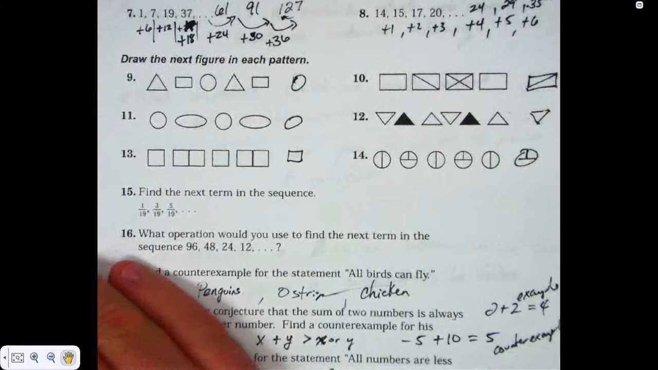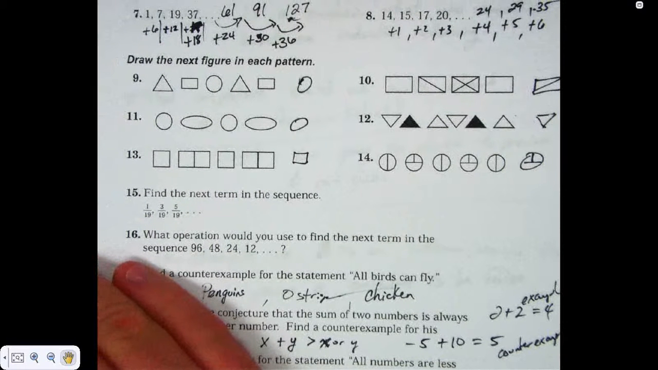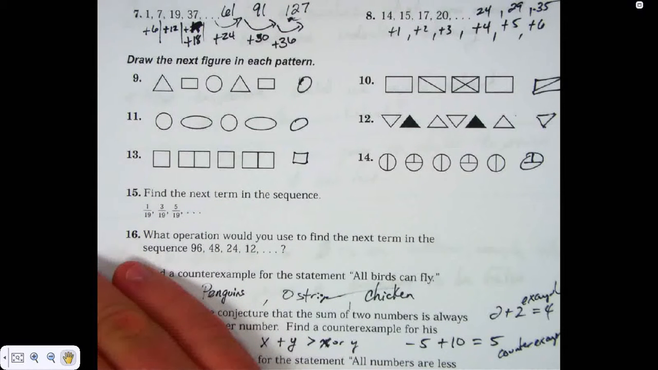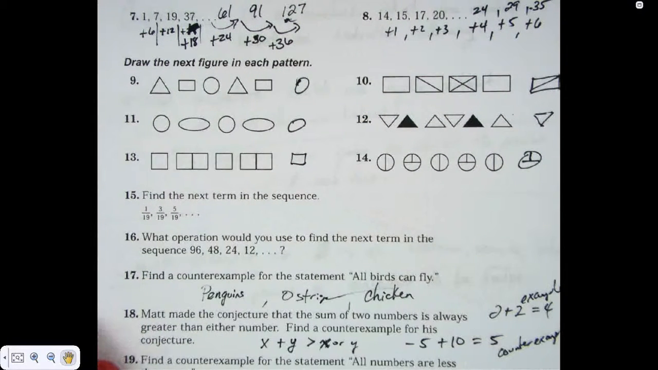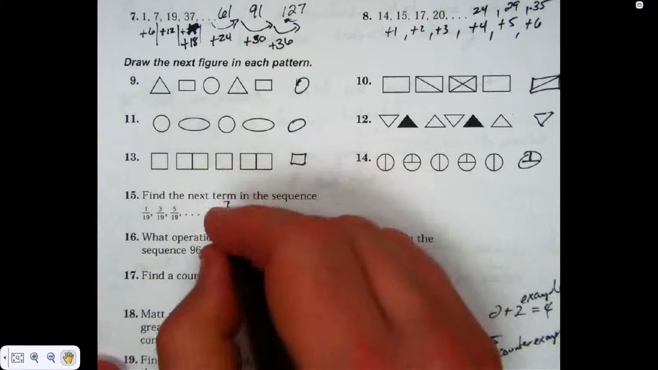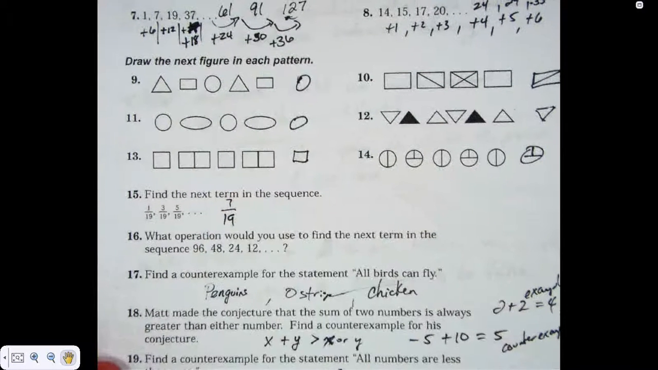Uh-oh. Look at number 15. What have they put into this one? The dreaded what? Oh, God. What will we do with our life? Aren't they just adding 2 to the top number each time? Not so bad, is it?